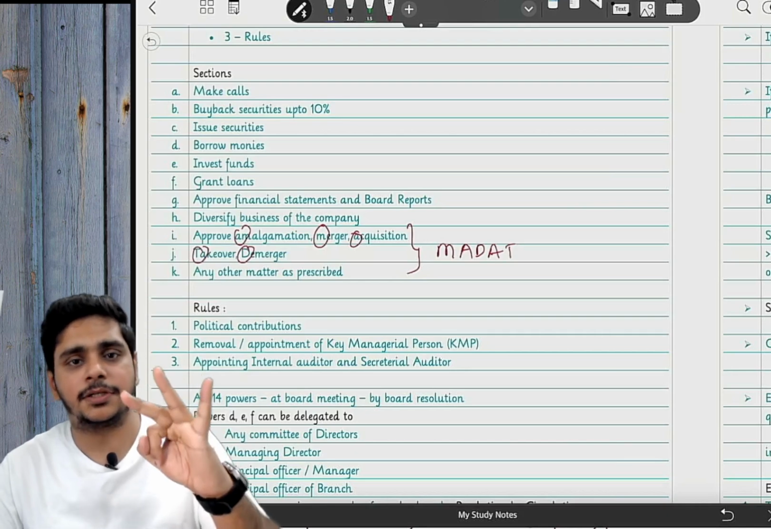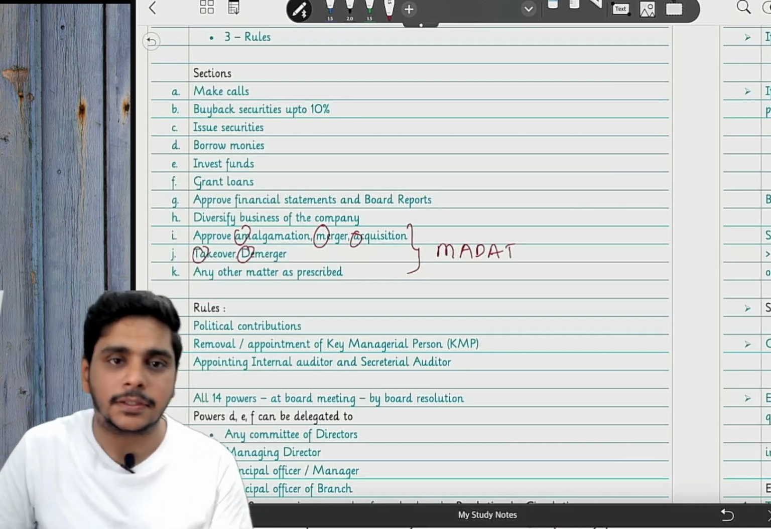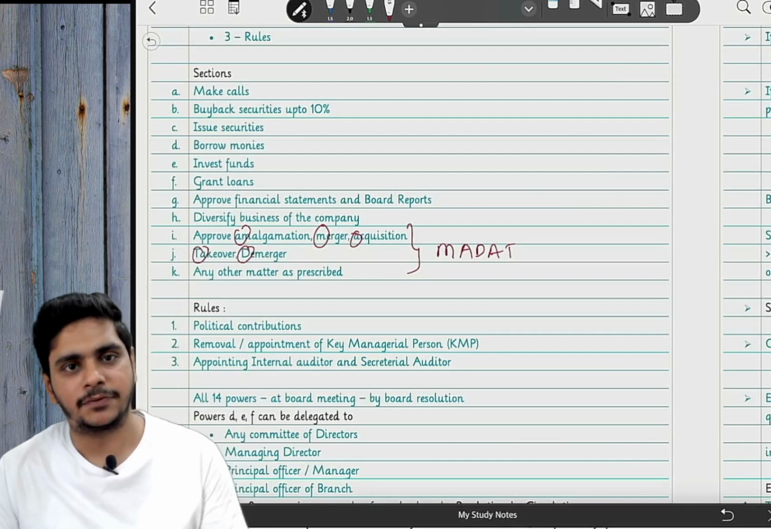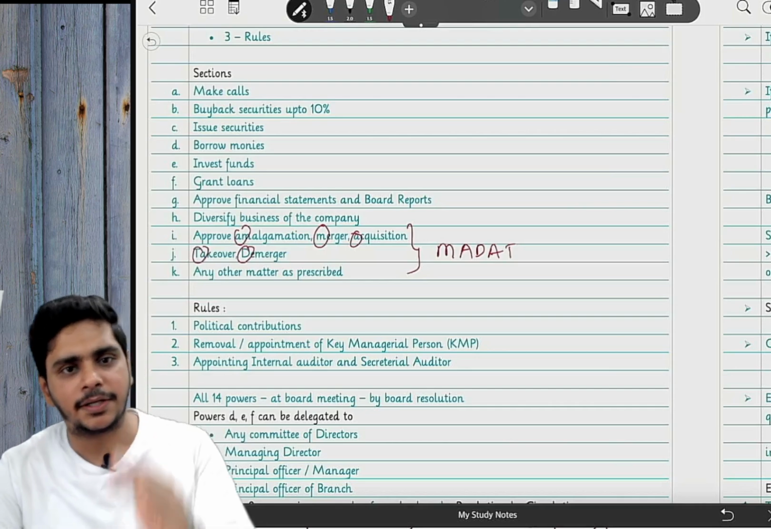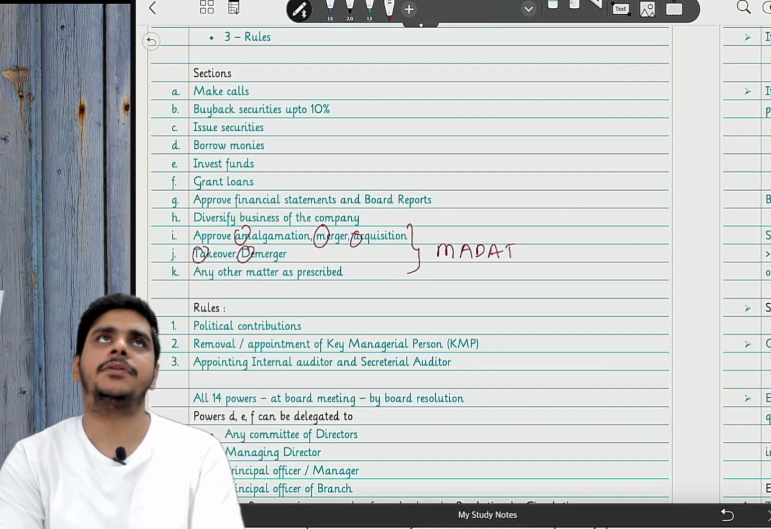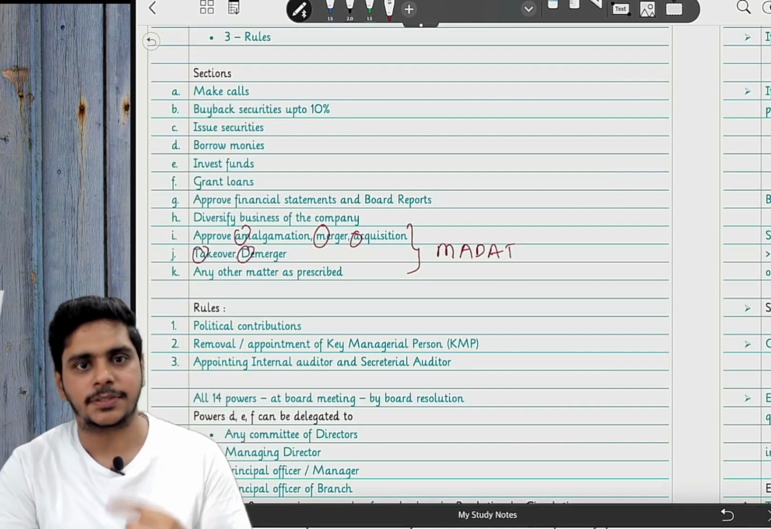Mergers, amalgamation, demergers, acquisition, takeover, and any other. So these are the 11 powers which are written in the section. These powers mandatorily have to be exercised at a board meeting by the board of directors. That means it can't be done via circulation.